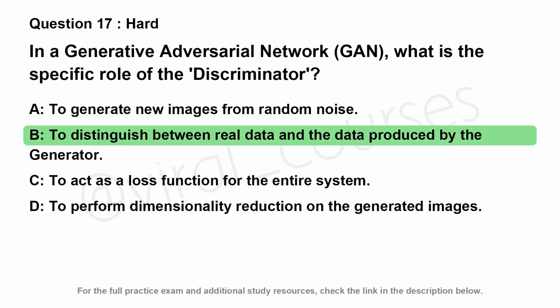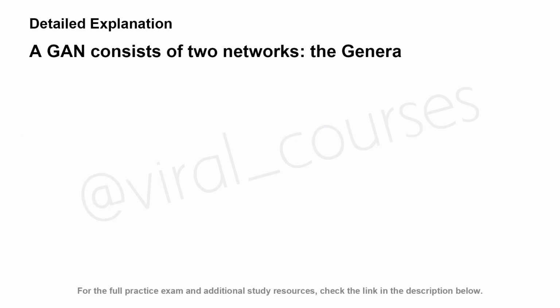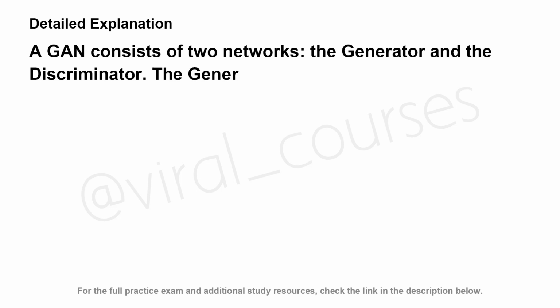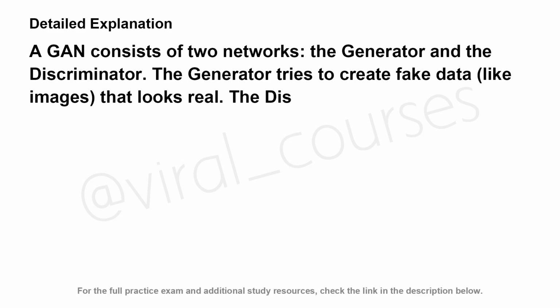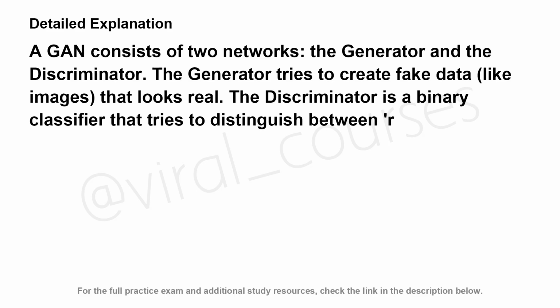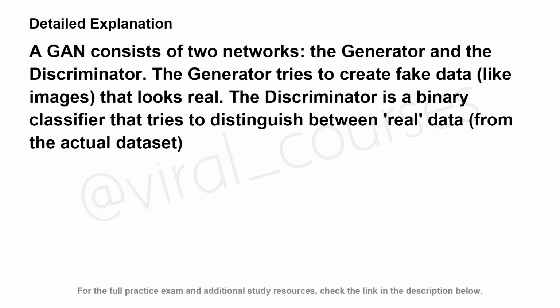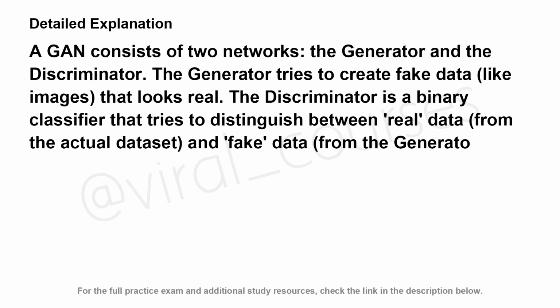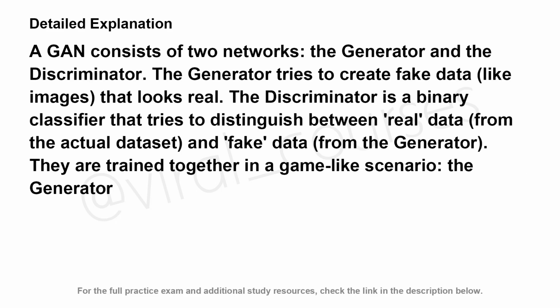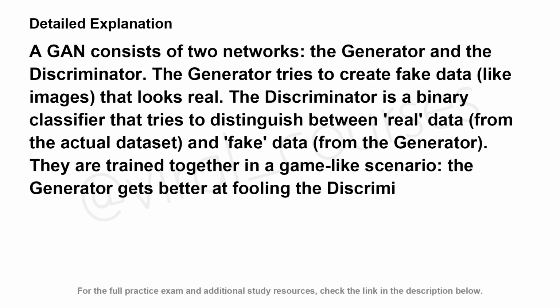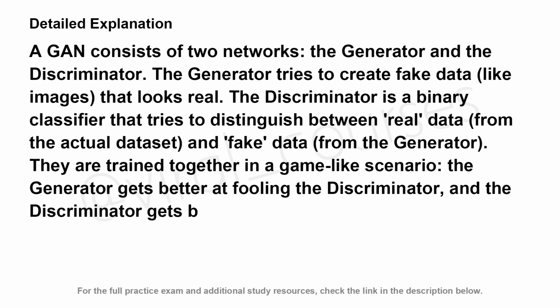The correct answer is B. A GAN consists of two networks, the generator and the discriminator. The generator tries to create fake data, like images, that looks real. The discriminator is a binary classifier that tries to distinguish between real data from the actual dataset and fake data from the generator. They are trained together in a game-like scenario. The generator gets better at fooling the discriminator, and the discriminator gets better at spotting the fakes.